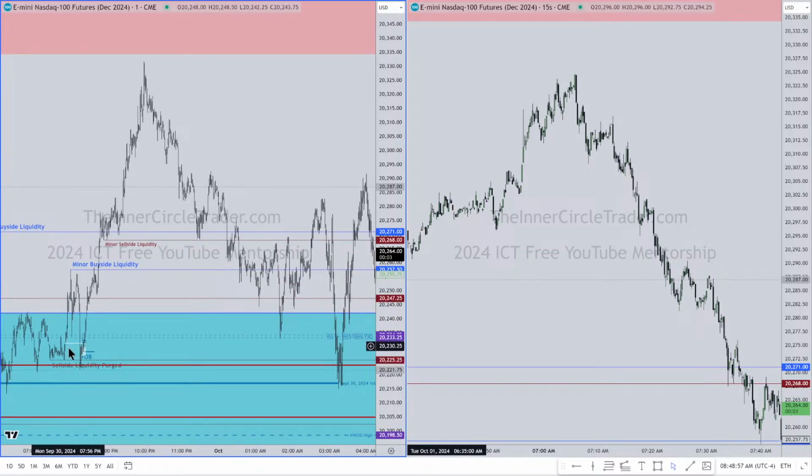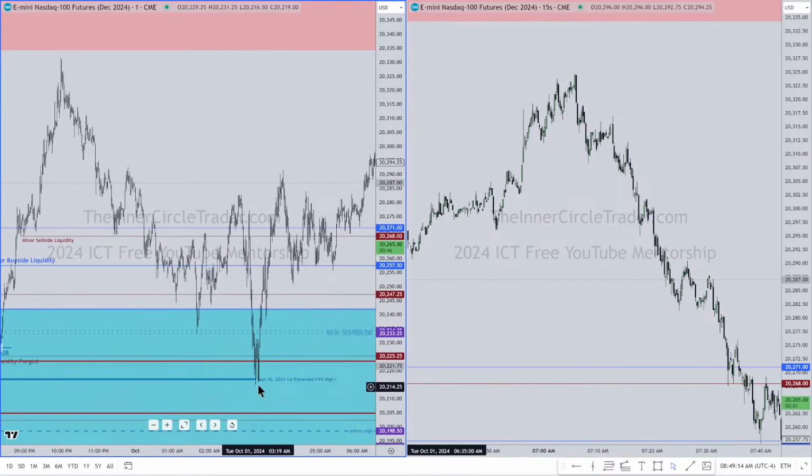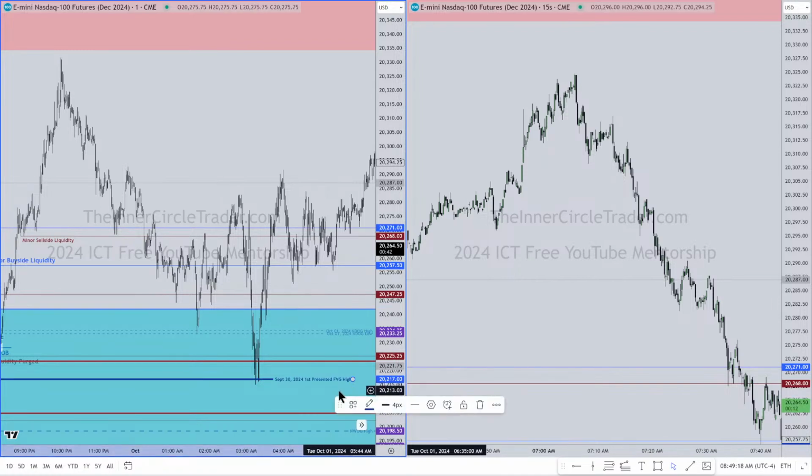See that? Original consolidation, smart money reversal, low risk sell inside this inefficiency here. First stage distribution, second stage redistribution. And where does it trade down to? Where's it trade to? Another level that's on my notepad, but you can see now visually. It's the high of yesterday, Monday, September 30th, 2024's first presented fair value gap high.